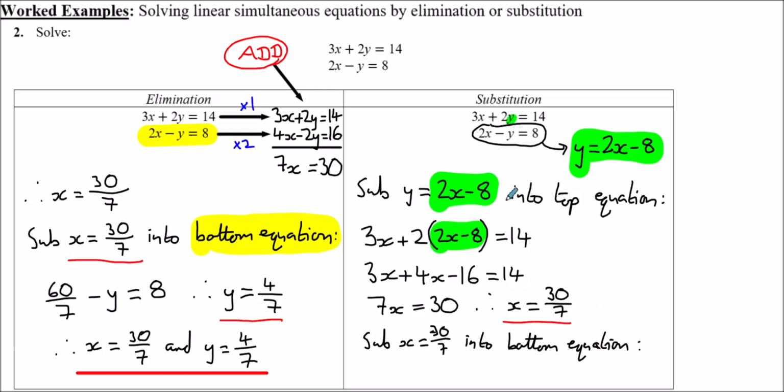So we'll then have that 2x is 60 over 7 minus y equals 8. Therefore, just as before, y must be 4 over 7. So different method, same result.